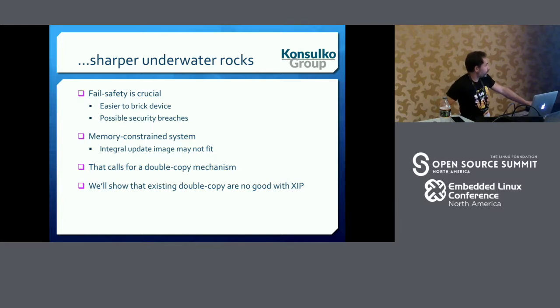If we're talking about a memory constrained system, and if we're not, then XIP is not that important. But if we do talk about a memory constrained system, then an integral update may not fit, and then we will have to deal with the double copy mechanism. And then we'll go over how the existing double copy mechanisms, according to the classification that we did before, actually work with XIP. And, well, spoiler, not that well.